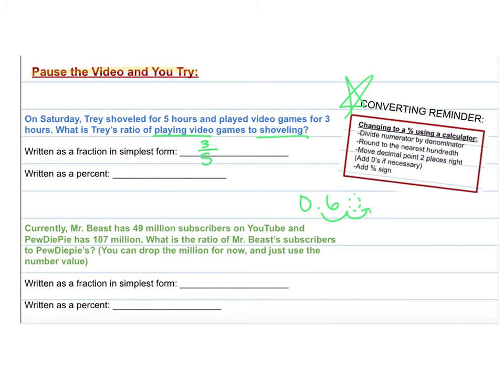Fill in the empty spot with a 0 and add a percent sign, so 60%. So the ratio 3 to 5 was already in simplest form. That is a percent is 60%.